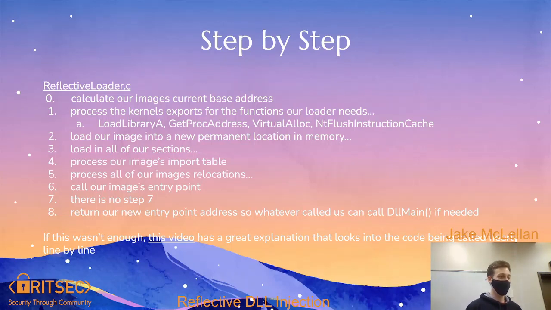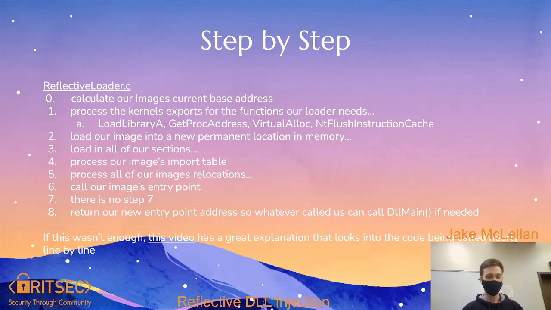So step 0, because we start at 0. We calculate our image's current base address, and that's just so we can use that for future calculations. And then we process the exports for the functions that our loader actually needs to work. The only functions we actually need are LoadLibrary, GetProcAddress, VirtualAlloc, and NtFlushInstructionCache. I don't know what that last one's for, but yeah.